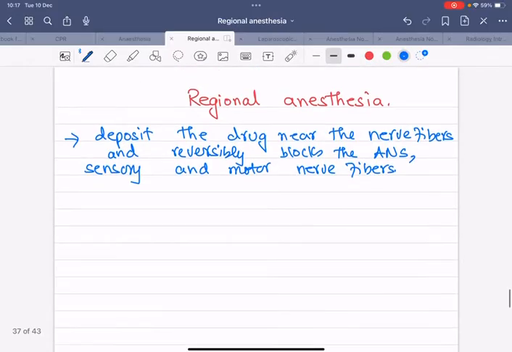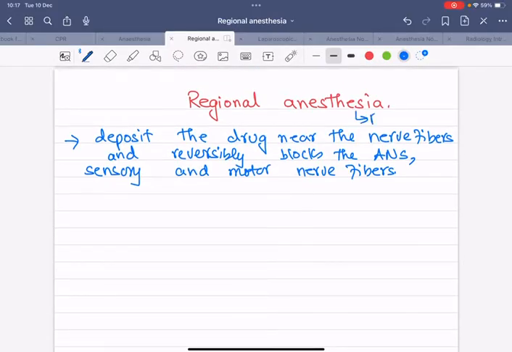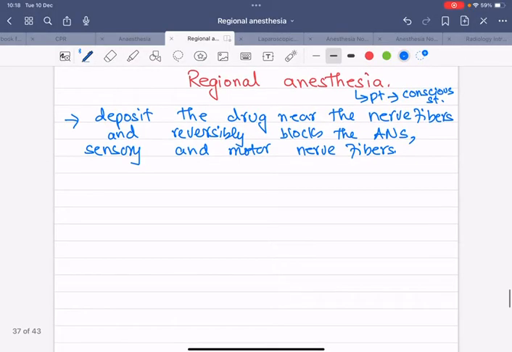Please remember, in regional anesthesia the patient will be in a conscious state as compared to general anesthesia. In general anesthesia the patient is in an unconscious state. Okay, so first of all, which types of regional anesthesia are we mainly using?